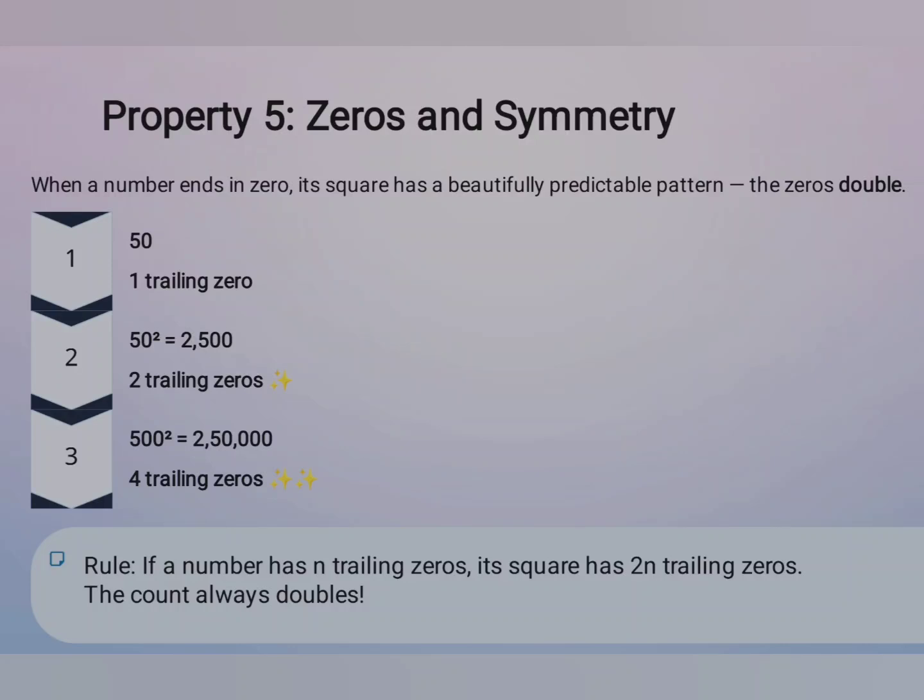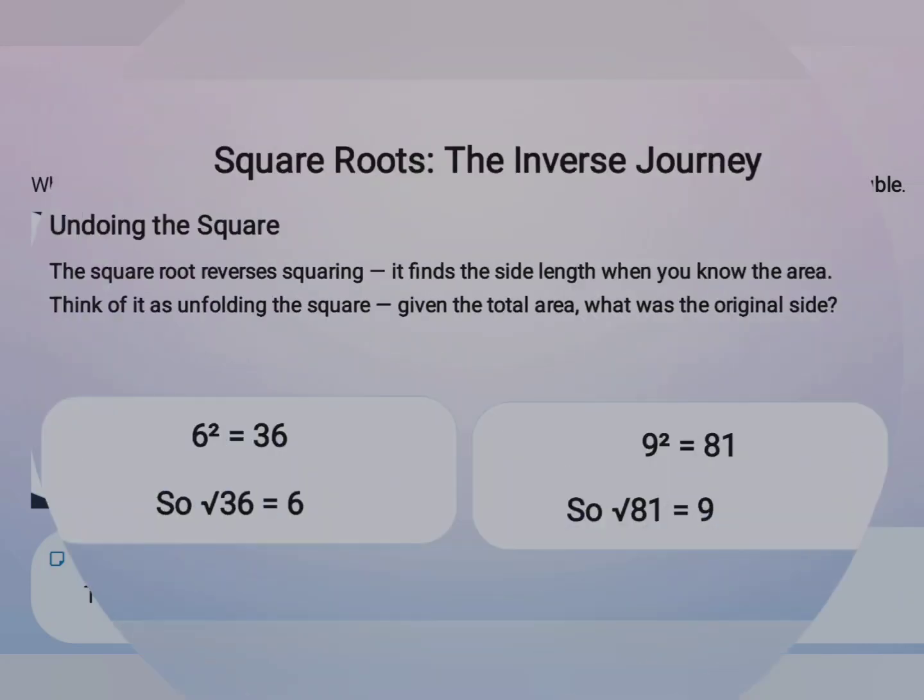In that way, if a given number has an even number of trailing zeros, then it is a square number. If not, it is not a square number. Also know that if a number has n trailing zeros, its square has 2n trailing zeros. The count always doubles.